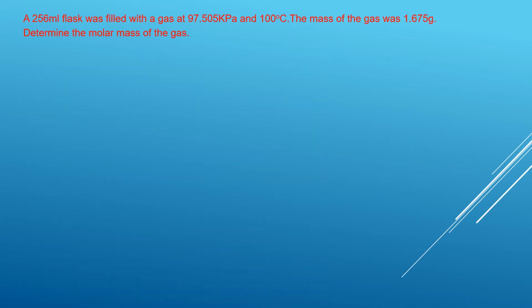Let's look at one example as to how we can calculate the molar mass of a particular gas when we are given the following variables. So we have a 256 milliliter flask, which is our volume, filled with a gas at 97.505 kilopascals, which is the pressure, and at 100 degrees Celsius temperature. Now this has to be converted into Kelvin. The mass of the gas is given as 1.675 grams.